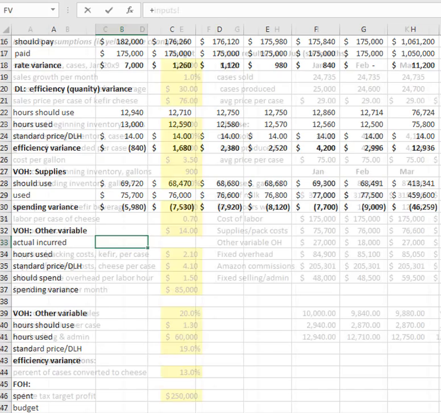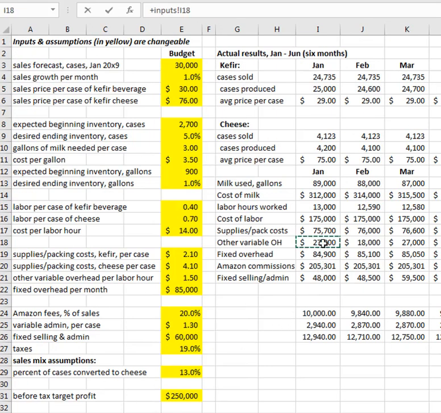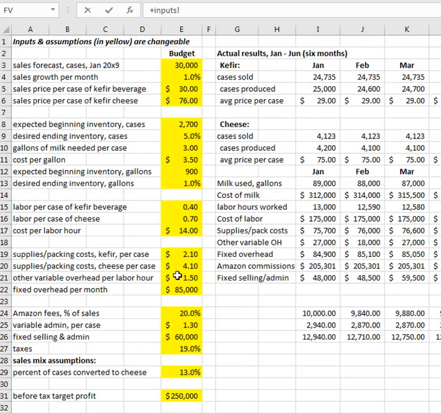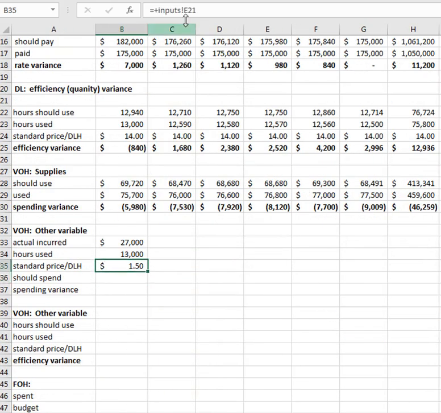So actual incurred, and then the hours used, and then there's a different rate for the hours for other overhead. Let's anchor that down. Now, how much should we have used would be the hours times that rate. So now we're comparing the 27 to the 19.5. So we should have spent this, and we did spend that.